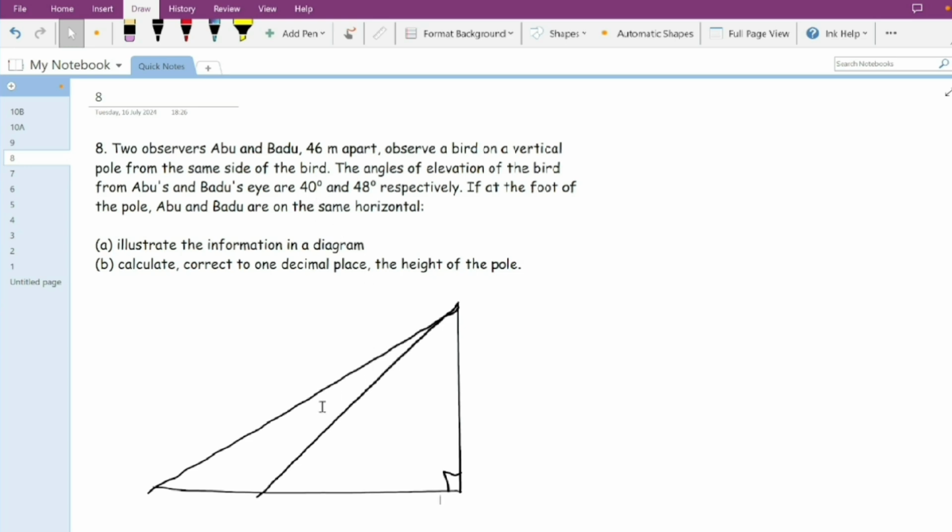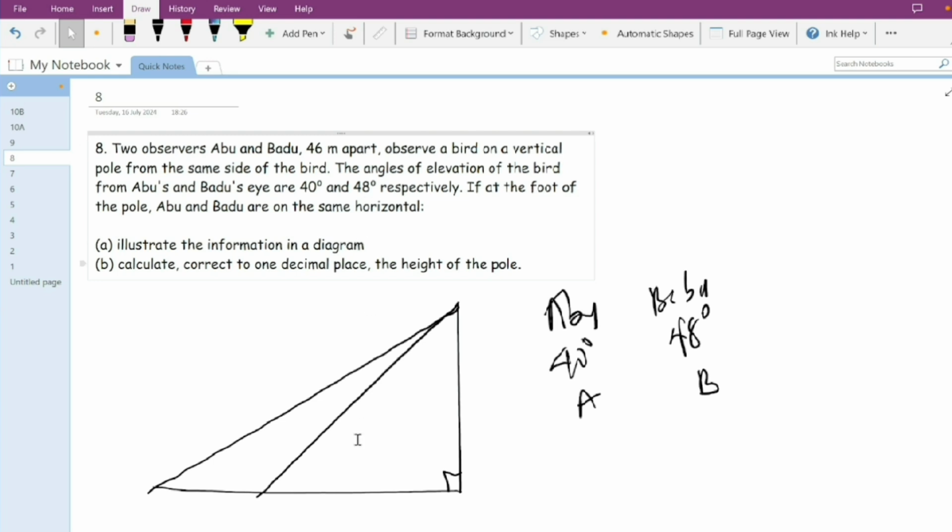If you're very good with angle of elevation and you have something like this, you know the one with the larger angle comes first, which is Badu. The question says Abu is 40 and Badu is 48 degrees. So we know Abu for A and Badu for B. Represent them with A and B, but in your exam, you can write Abu rather than A and Badu rather than B. So we know that the one with the 48 degrees comes first.